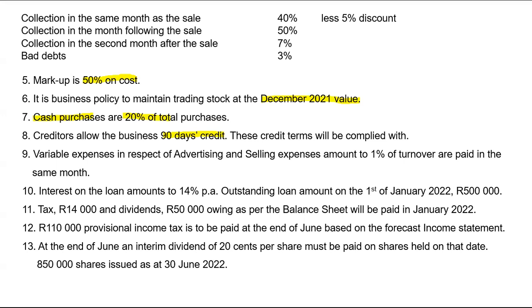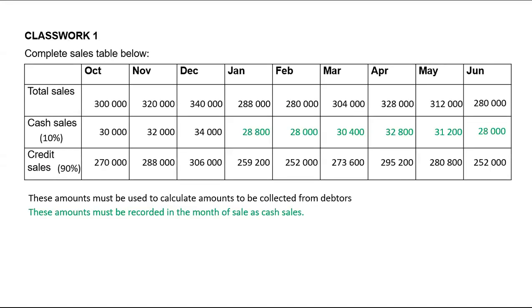Number 9 says variable expenses in respect of advertising and selling expenses amount to 1% of turnover are paid in the same month. Turnover is total sales. You are just going to take all your total sales. You only focus on the budget period. For Jan, take that 288,000 times 1%. For Feb, take 280,000 times 1%.